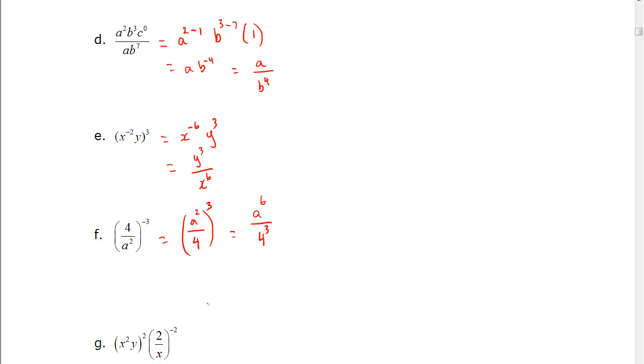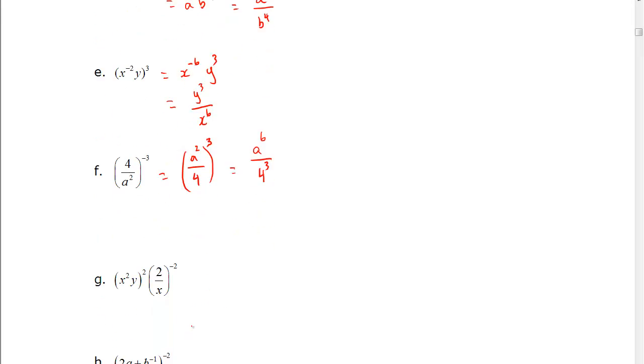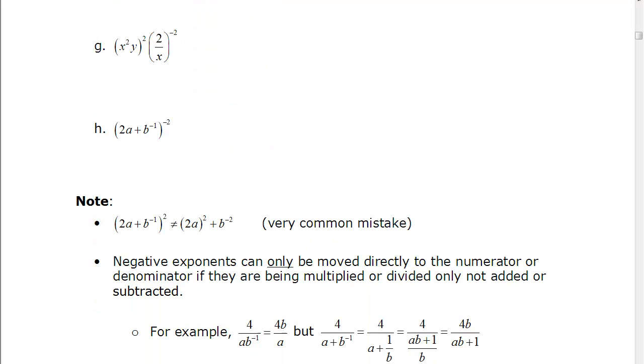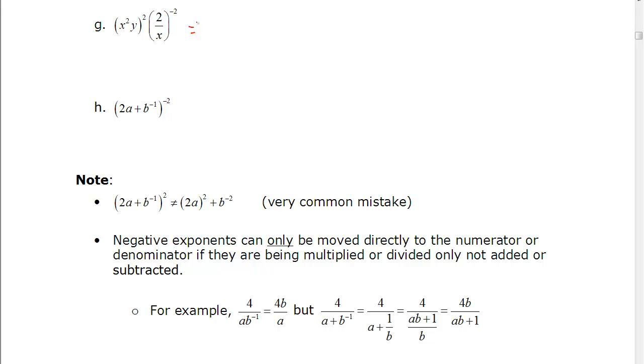And we can simplify 4 to the 3 if we want, or we can just leave it like that. So we have a couple more, and then a note here at the end. G, first we're going to work out each part. So we're going to get x to the 4 and y squared, and that's by bringing the 2 in here.